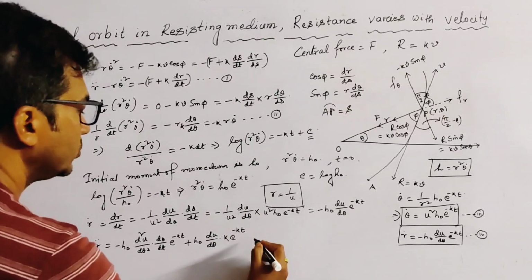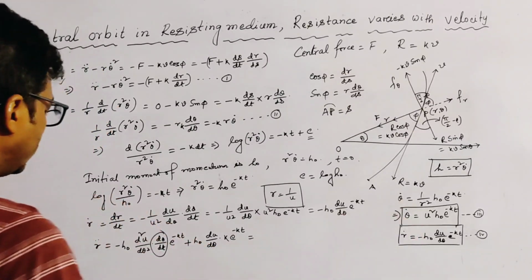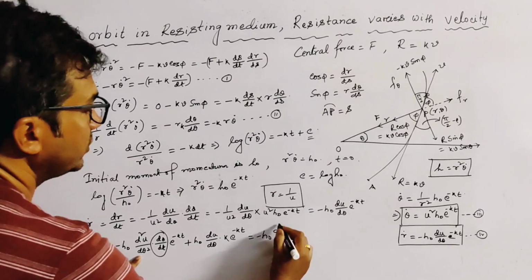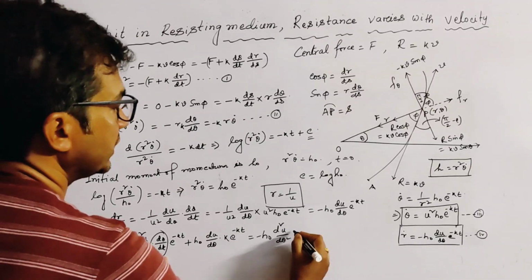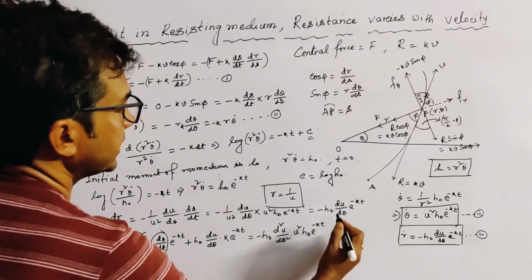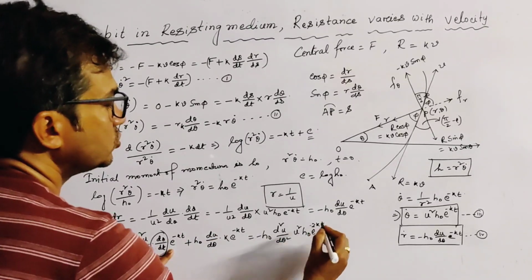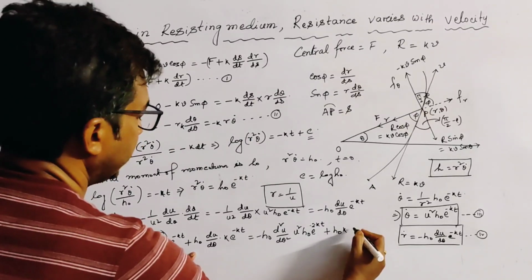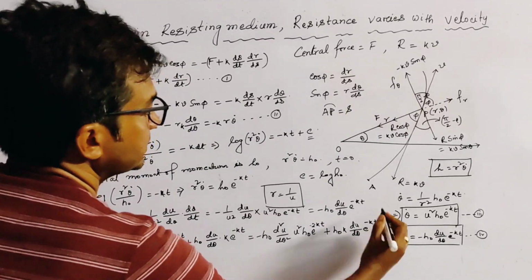By putting the value of dθ/dt again, we get the relation: r̈ = −h₀ (d²u/dθ²) u² h₀ e^(−kt), and here is another e^(−kt), so this is e^(−2kt), plus h₀ k (du/dθ) e^(−kt).